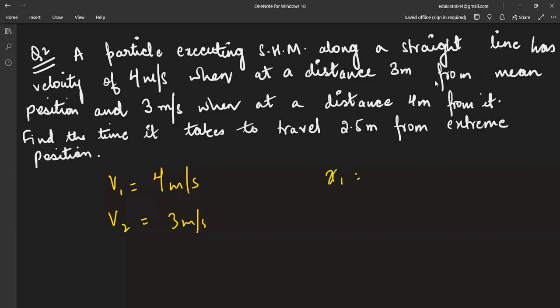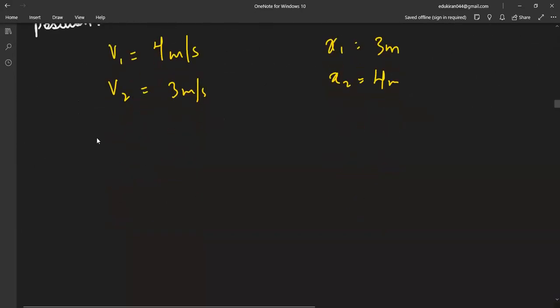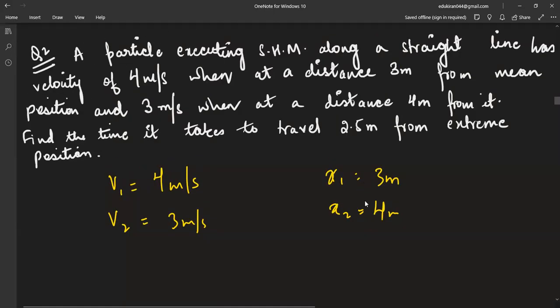X1, that is displacement from the mean position. Distance, yeah, this is 3 meters. X2, distance from it is 4 meters. So, equation with respect to position. Now see, everything is given with respect to position this time.